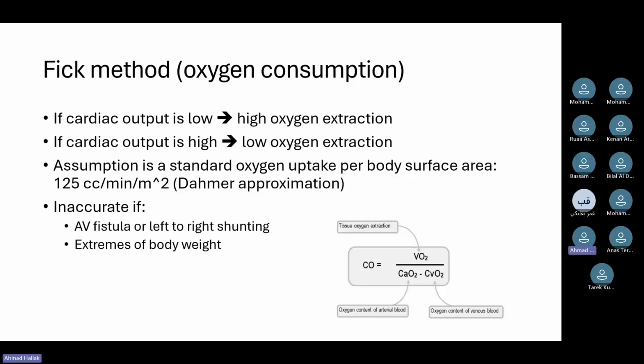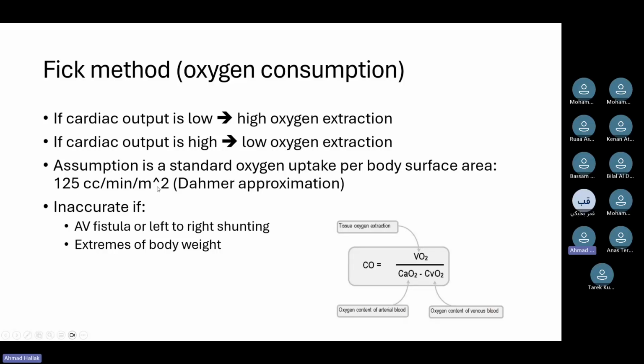The second option is the FIC method. So the direct FIC is the gold standard for determining the cardiac output. But like I said, no one does direct FIC because to do the direct FIC, you have to be able to measure the oxygen consumption of the body. To measure how much oxygen the body is consuming is an incredibly intensive task. So what we do is we go based on the estimate of the Dehmer approximation, is that based on your body surface area, you're going to consume 125 cc's of oxygen per minute per meter squared.